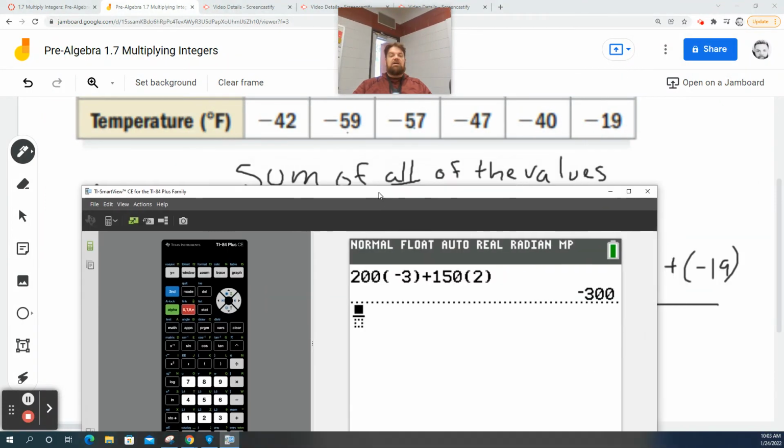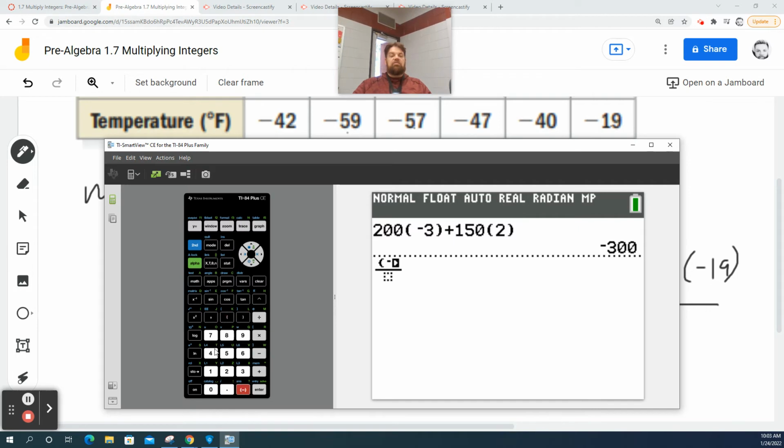From there, then I can plug in these numbers. So on my top, I've got starting parentheses, negative 42, plus, in parentheses, negative 59, plus, in parentheses, negative 57, close the parentheses, plus, well, I think it'll be fine. You don't necessarily have to do the parentheses, but I like to do the parentheses. Plus negative 40, right? Double check and make sure Mr. Adams isn't making any mistakes. Plus negative 19. And then all of that's going to be over 6, right? And I hit enter. It says negative 44.